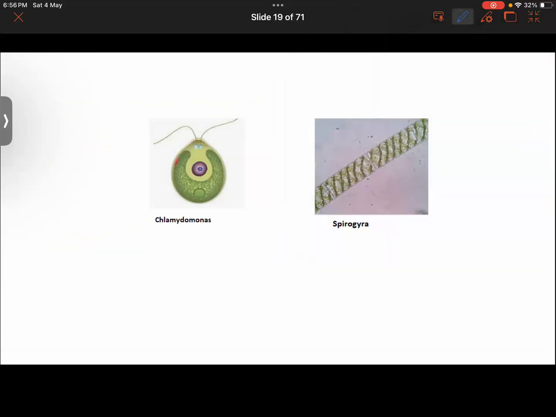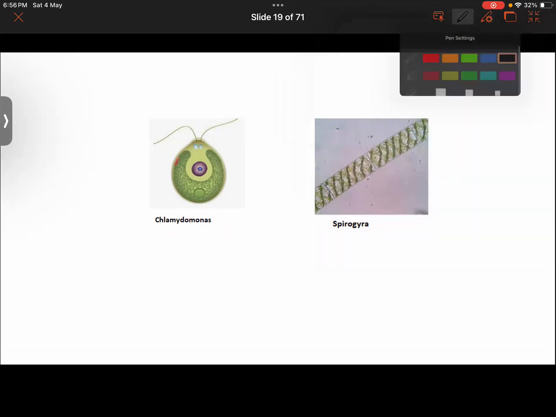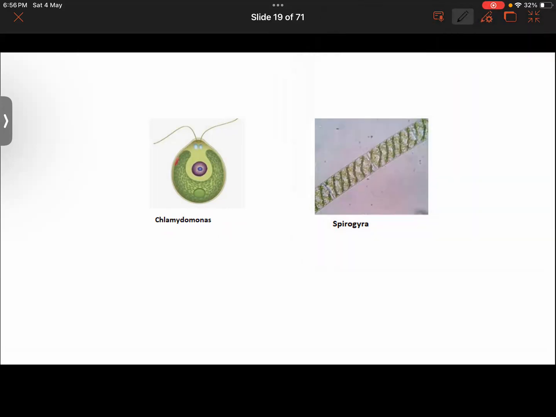By the way, in the beginning, I took the names of some common algae which we have. Here is a close-up look of this Chlamydomonas, and then one more, Spirogyra. There's one interesting thing I would like to tell you about this Spirogyra. If this Spirogyra gets split into different pieces, let's say that it breaks from here, what is going to happen? Each piece will develop into a new Spirogyra. Like this, each piece of this Spirogyra will grow into a new Spirogyra. That is called fragmentation.